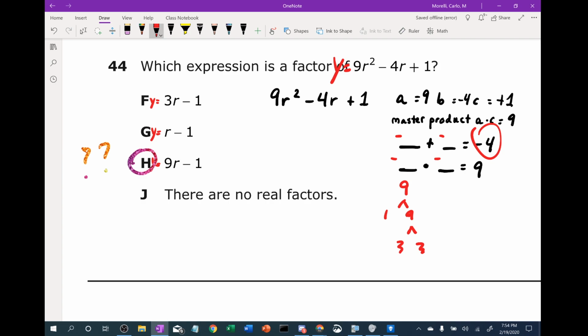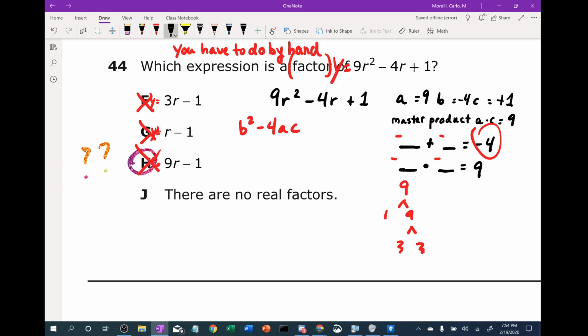So for this one, Desmos would have led us astray. When it's looking for the factor, you have to do it by hand. And I don't think there are any real factors. In fact, here's how I can check that. I can do b squared minus 4ac. If this is a negative number when I do the work, I'll know that there are no real factors. So let's check it out.